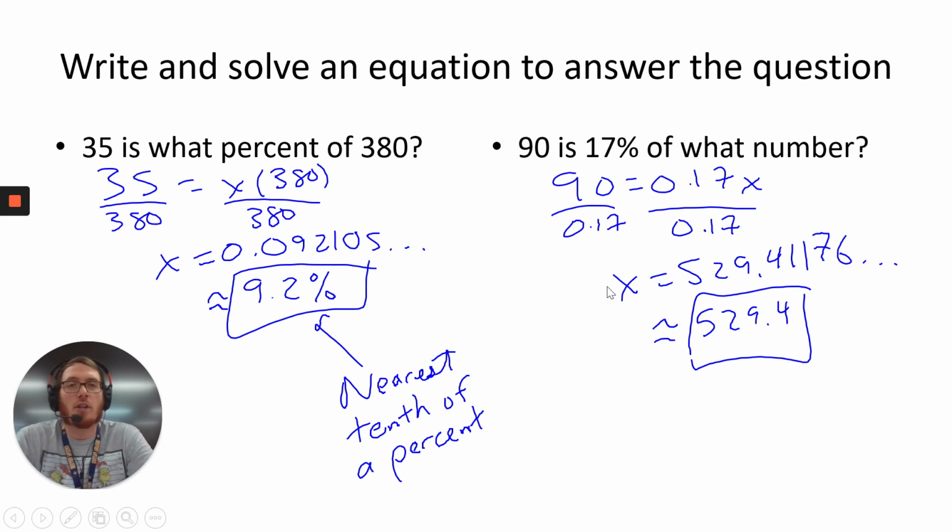The second question is often easier for people. 90 is equal to 0.17 of something, so divide by the percent on both sides. If I just say round to the nearest tenth, you don't have to worry about multiplying by 100 because it's not a percentage question. So for the first one, you've got to multiply by 100 to make sure it's a percentage. The second one is just a number, so don't multiply that number by 100, and then just round to the nearest tenth.